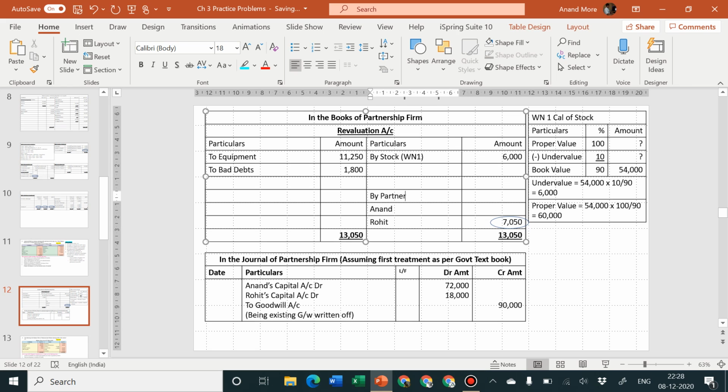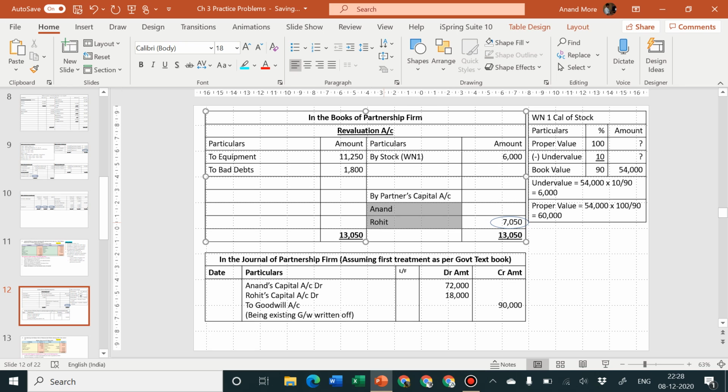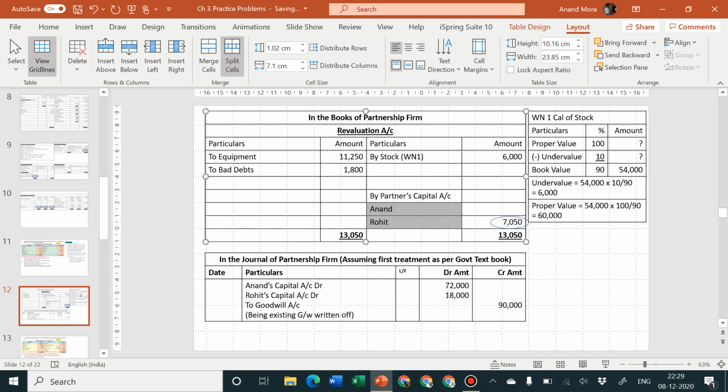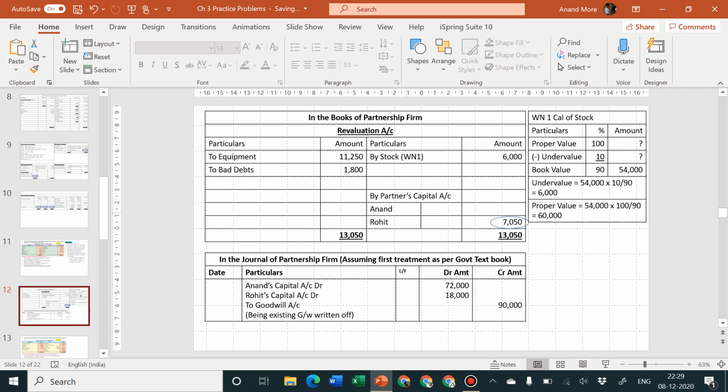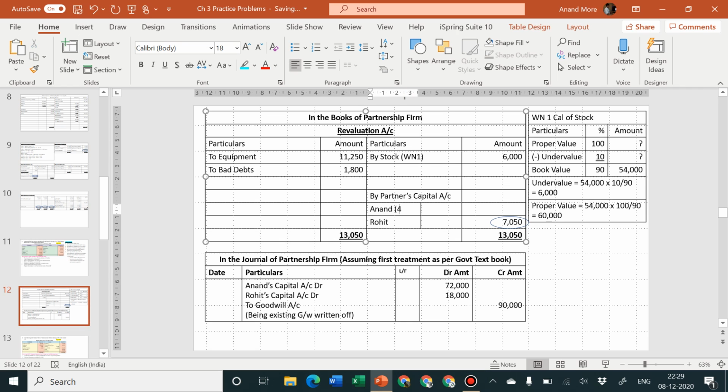By partners' capital account, Anand and Rohit, I am going to consider which ratio? I am going to consider their old ratio. And what is the old ratio? If you remember it properly, it was 4:1. Okay, if you want we can just check it here. In the first line it is mentioned Anand and Rohit sharing profits and losses in the ratio of 4:1. So I'll write it here, Anand 4, Rohit 1.